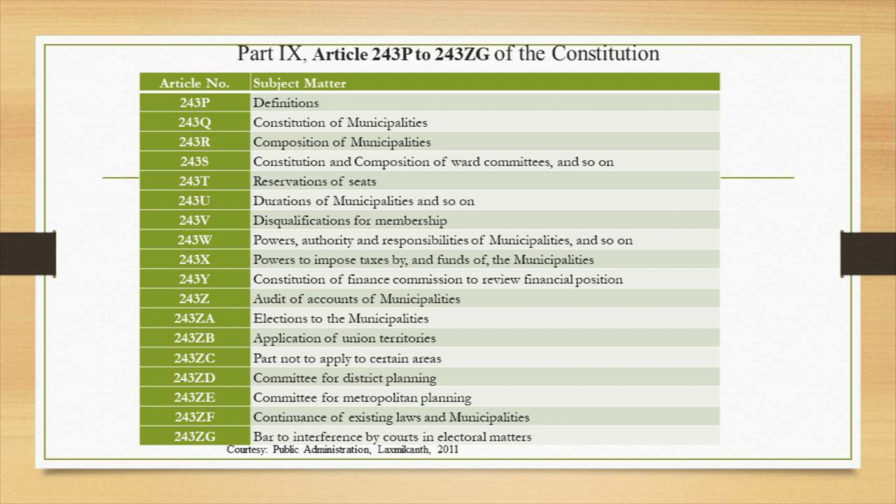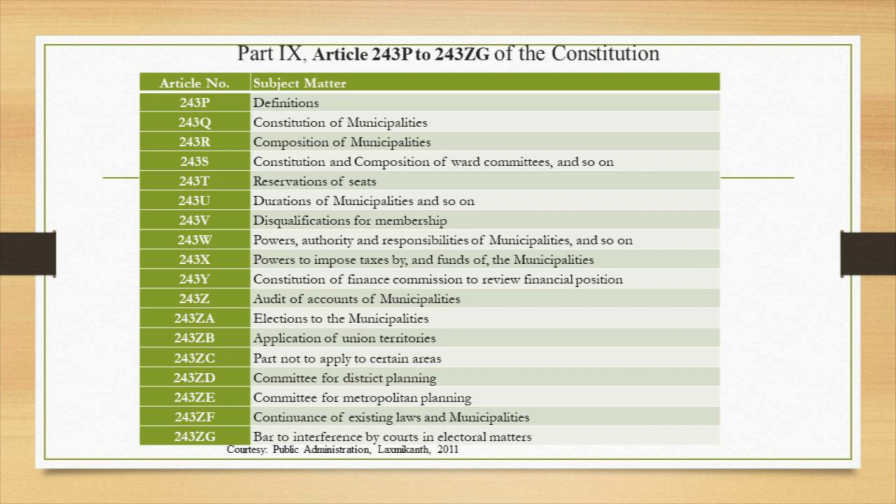So, every municipality, unless sooner dissolved under any law for the time being in force, shall continue for 5 years from the date appointed for its first meeting and no longer. Article 243V deals with the disqualifications for membership. It says a person shall be disqualified for being chosen as, or for being, a member of a municipality if he is so disqualified by or under any law for the time being in force for the purpose of elections to the legislature of a state.